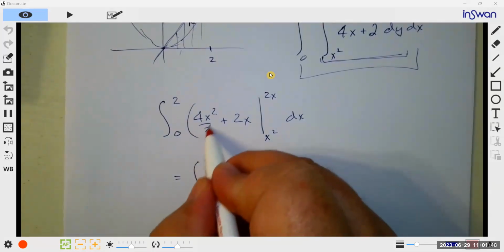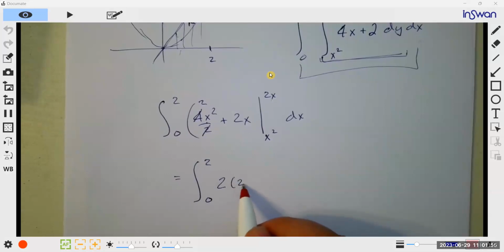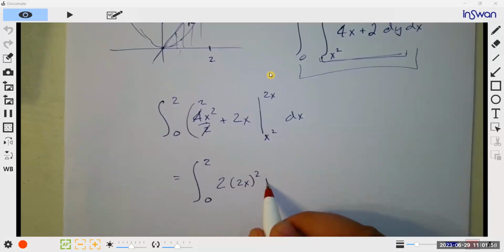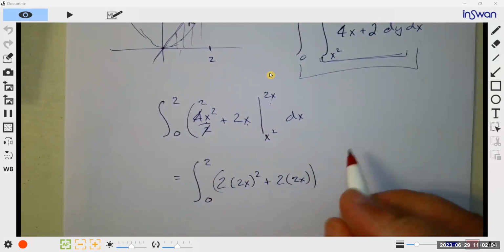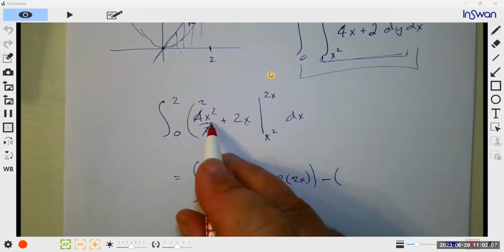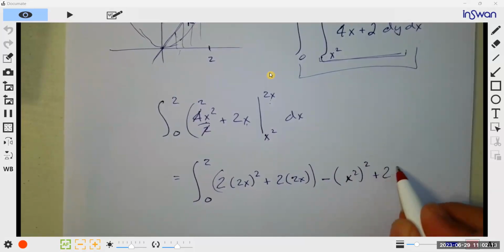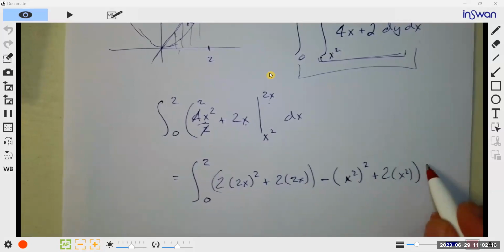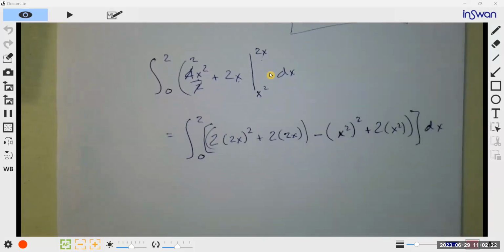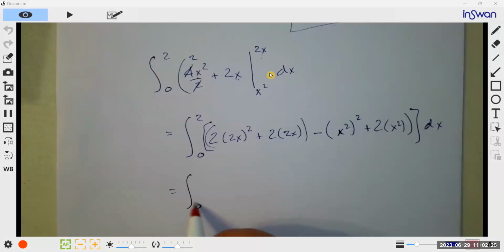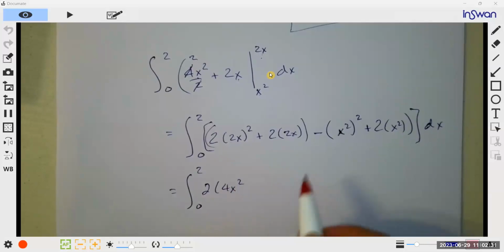So this simplifies. Anywhere you see an x, put a 2x squared, plus 2 times 2x, minus x squared squared plus 2 times x squared. And simplify, so we have 2 times 4x squared.